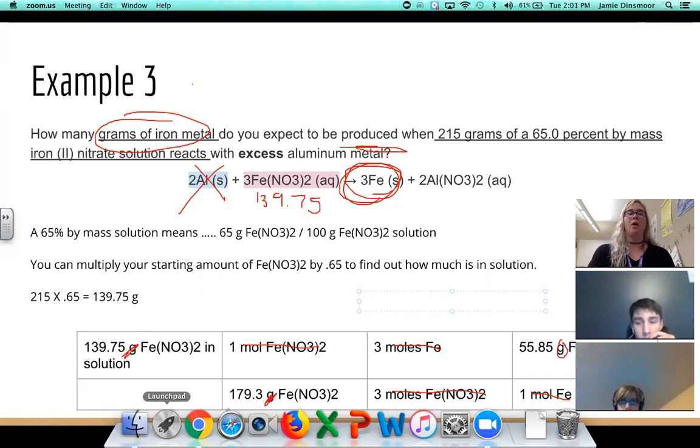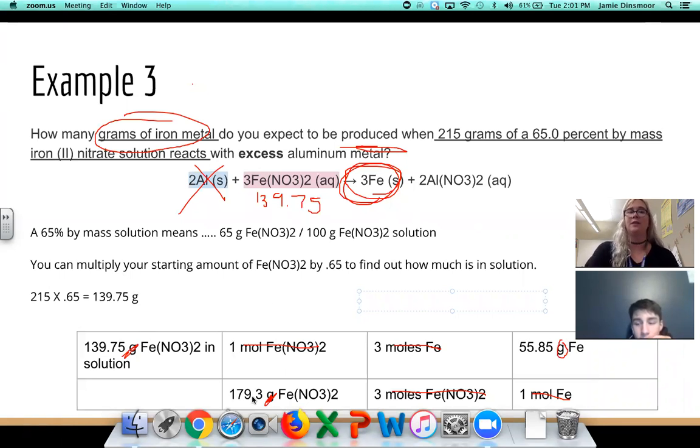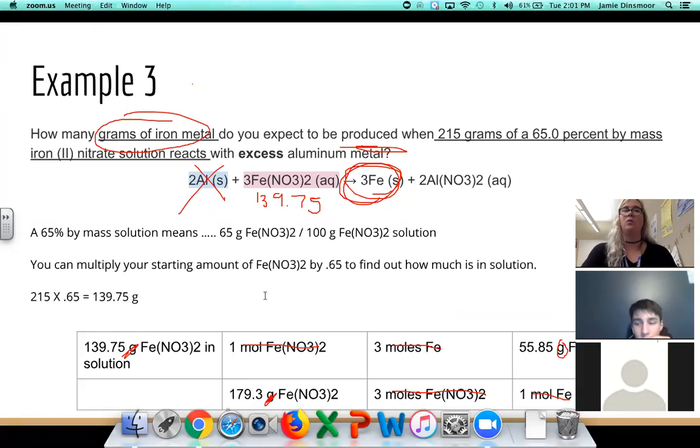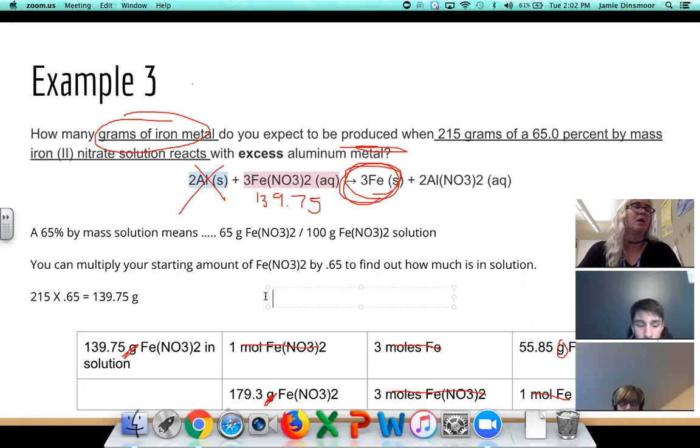Back to what we multiplied. 139.75 times 1 times 3 times 55.85 divided by 179.3 divided by 3 divided by 1. And what do you get if you do all that? I got 43.5. Is that what other people are getting? Yep, 43.53. Excellent. And again, what is that though, right? Because that's not our full answer. Grams. To be extra nice, you could write iron.